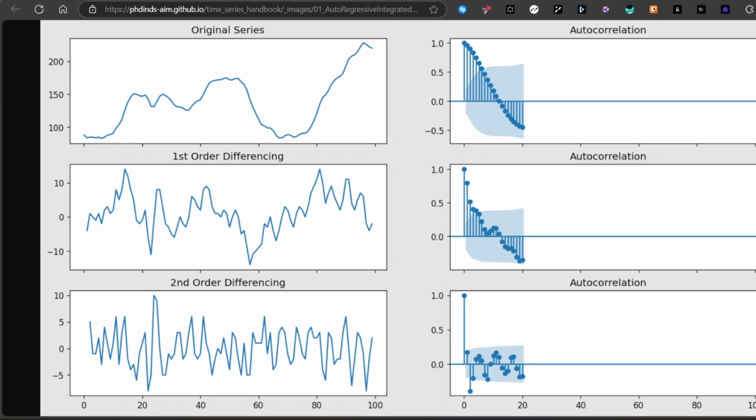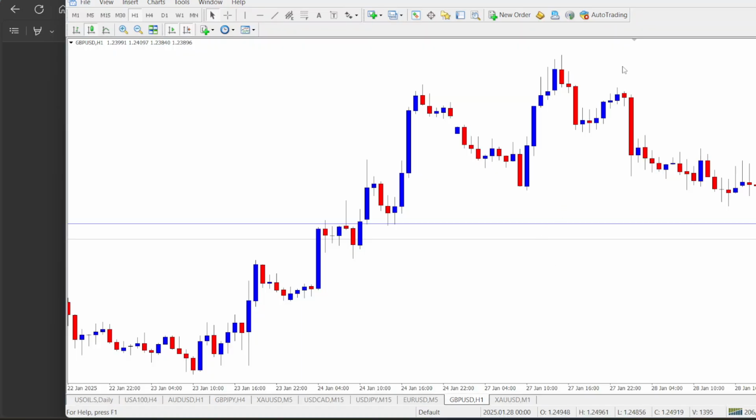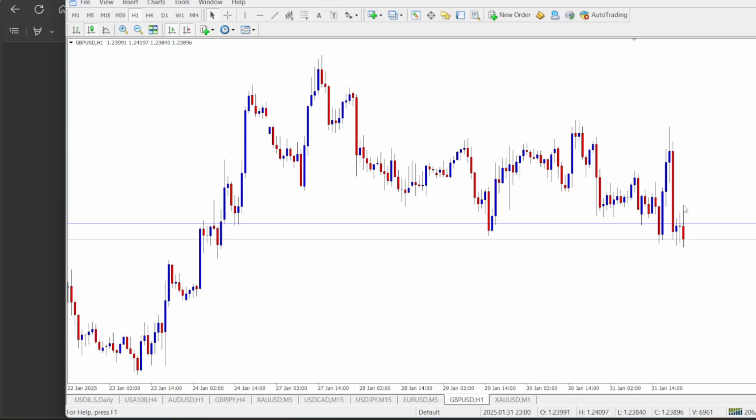Now, the autoregressive element relies on the assumption that past data has a direct influence on current values. When applied to forex trading, this means that historical exchange rates, when analyzed correctly, can reveal underlying patterns. Now, in as much as in trading, we say that past performance does not guarantee future results, but that is in the aspect of performance, not necessarily in the aspect of price movements.